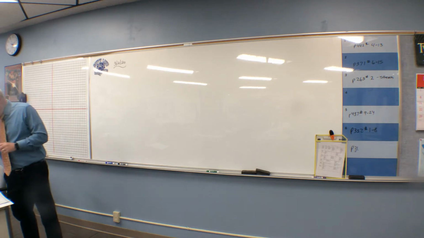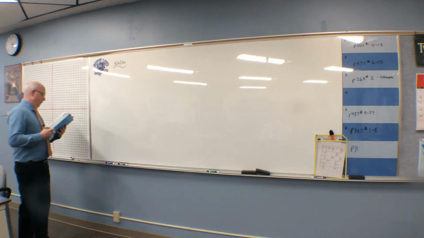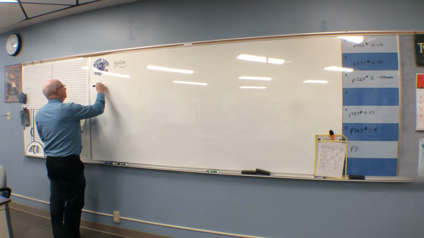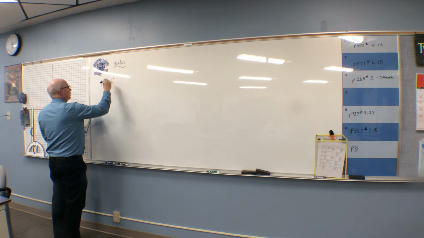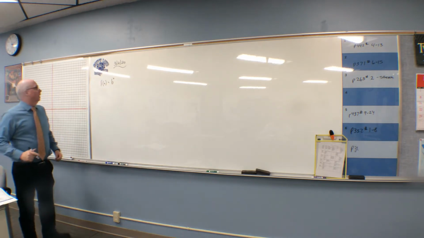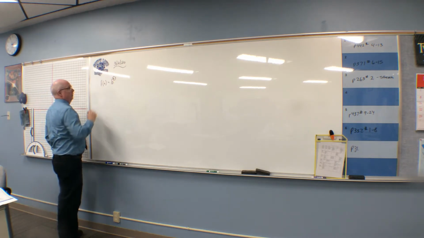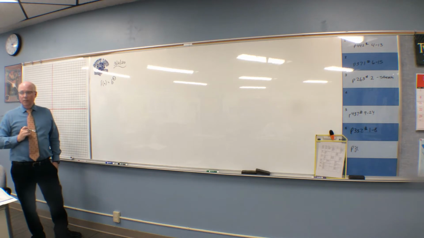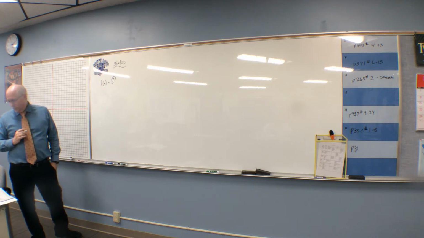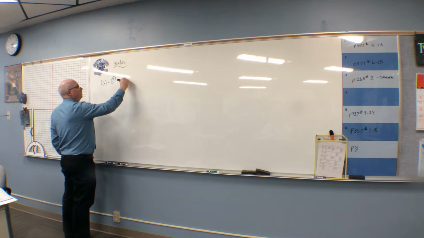Okay, what we're looking at, if you look on page 373, is a function that looks like this. Okay? This is called an exponential function because the variable is in the exponent position. Okay? So it's called an exponential function.